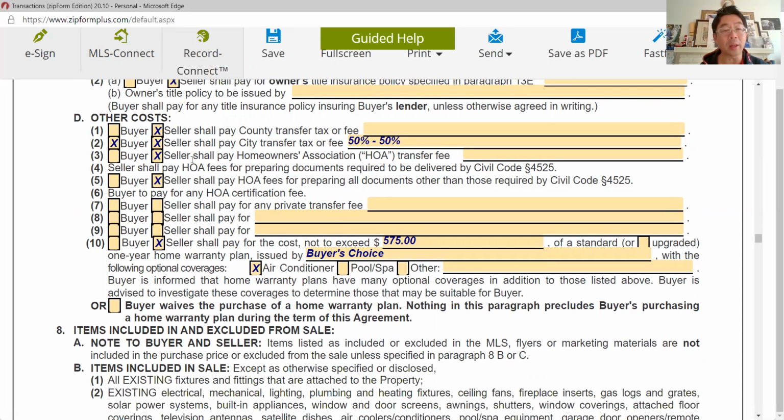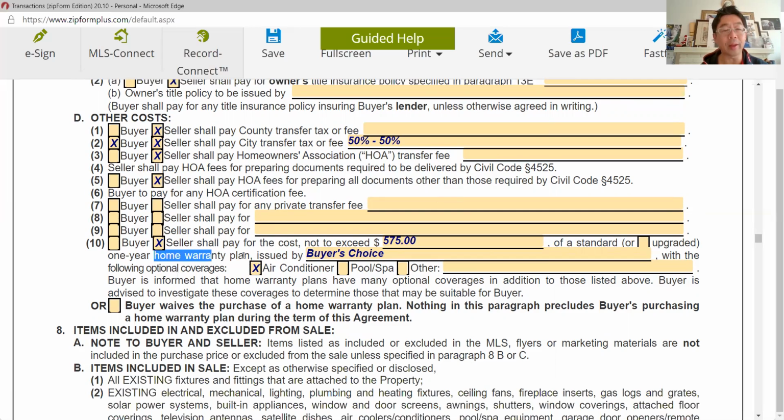Okay. And this one, the seller should pay for the homeowner association fee. This one is $250. So the seller will pay $250 for that. And also the seller should pay the HOA fee for preparing all the documents. They already pay because it's the disclosure. So we already know that. Yeah. And then we also ask the seller to pay for the home warranty.